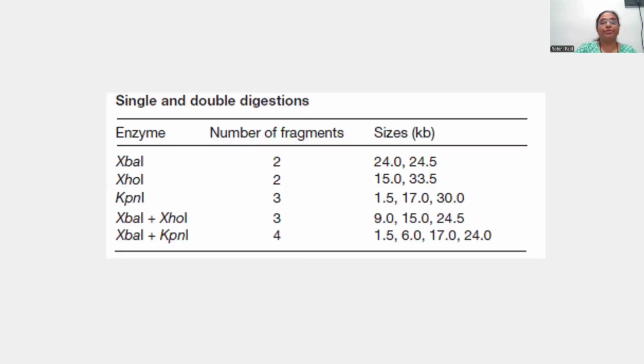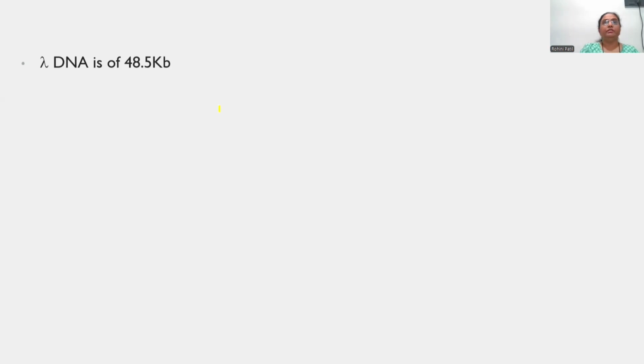When you are going for restriction mapping or restriction analysis, you have to go for the single digestion and subsequently for the double digestion. Single digestion means a DNA molecule is cut by a single restriction enzyme, and double digestion means the DNA molecule is cut by two different restriction enzymes. Now here we are going to take the example of the lambda DNA.